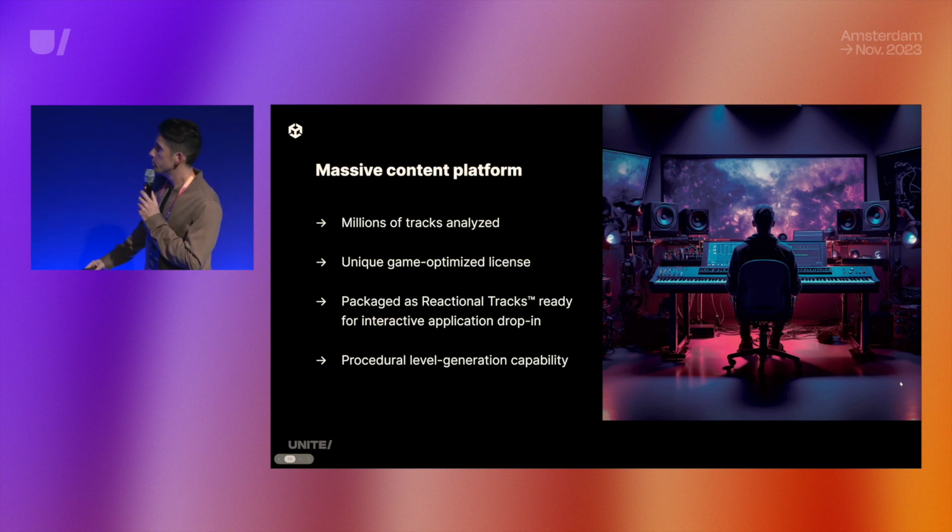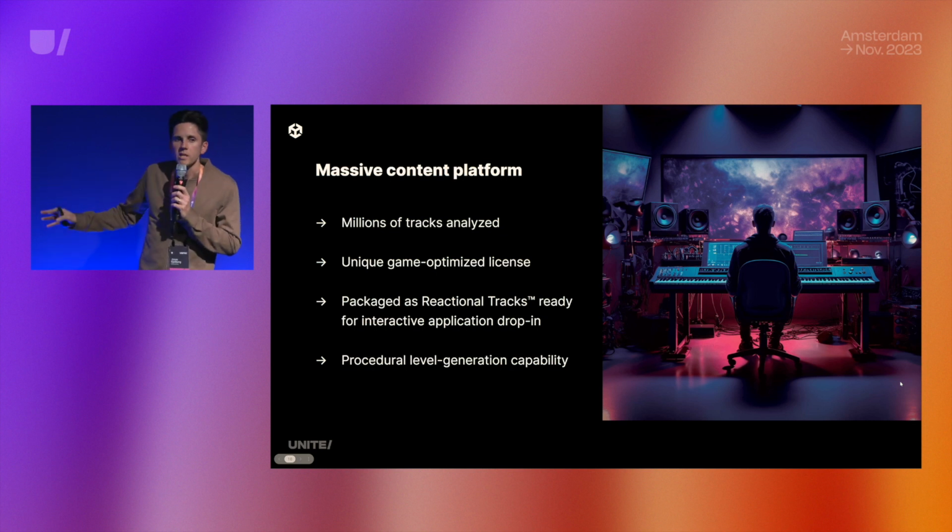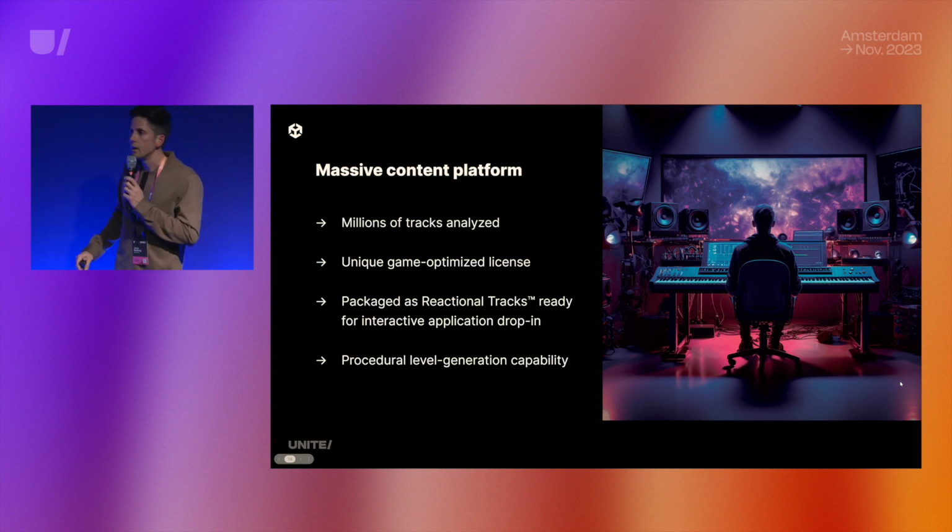So we've built a platform where you can browse music. We've got about 1 million production music tracks, and we're signing some labels on there as well, so you can get popular music. All of these tracks are optimized for game use, so license-wise, it's fine to use in your games. But most importantly, we package them as reactional tracks, which means they all undergo an AI music analysis pipeline, meaning we get bars and beats, chords, the segments of the track, and all those kinds of data from those tracks.